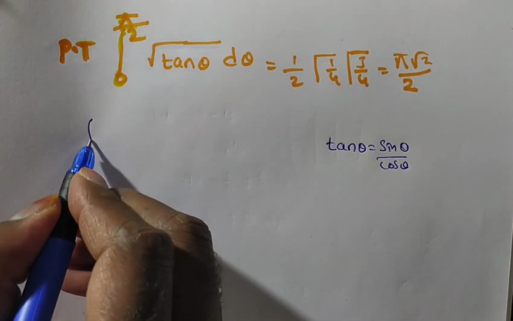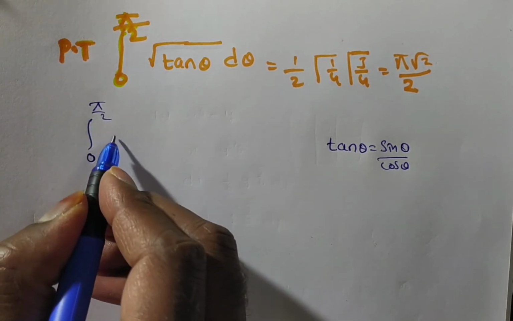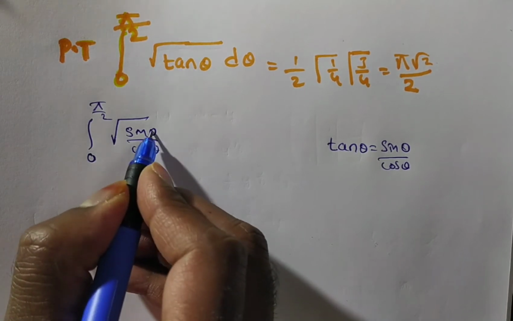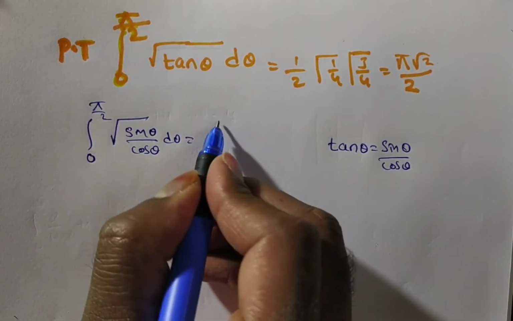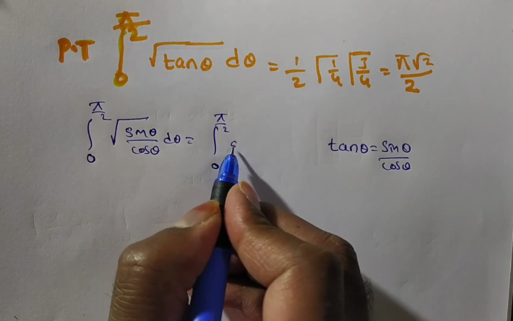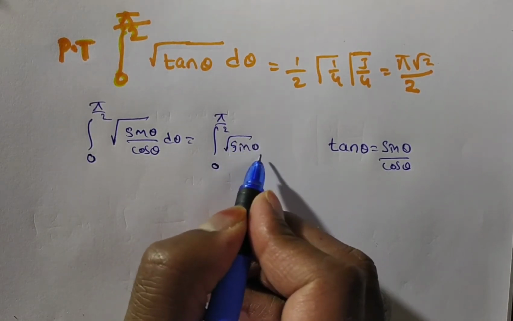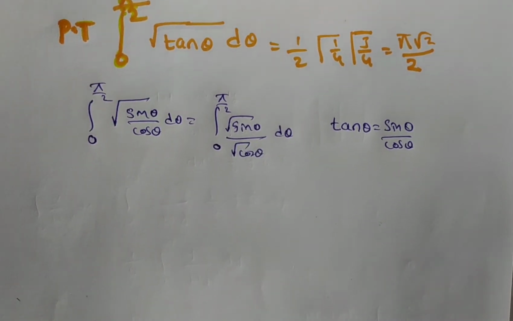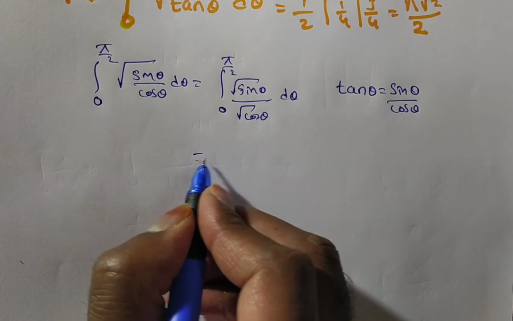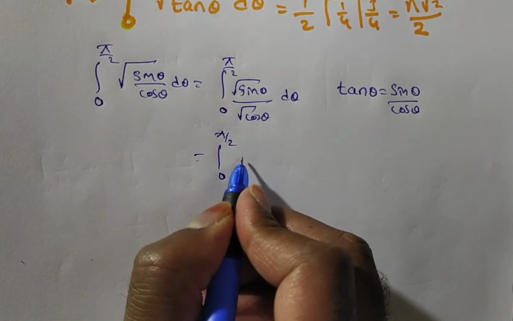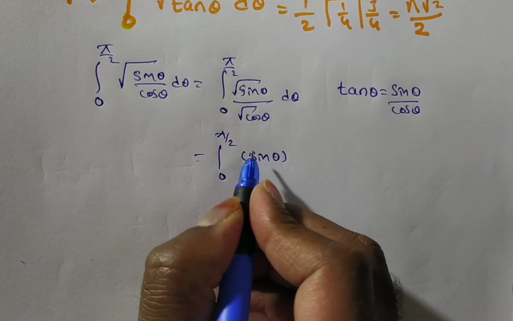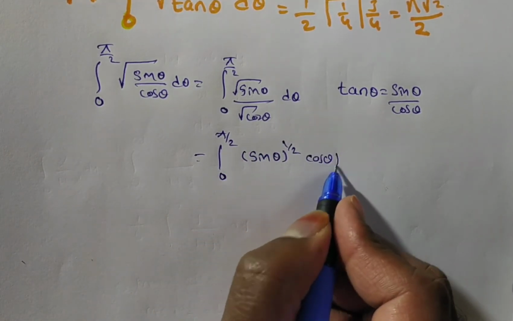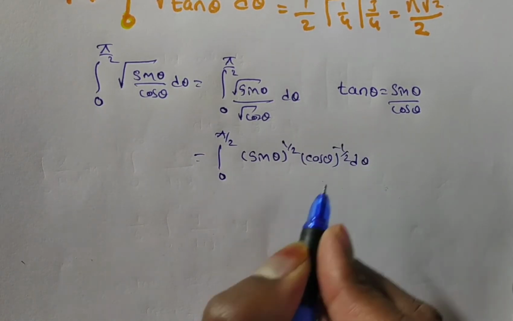So here this will be the integral from 0 to pi by 2 of square root of tan theta, which is sin theta by cos theta, d theta. You can also write this as the integral from 0 to pi by 2 of square root of sin theta divided by square root of cos theta d theta. Now square root is nothing but power 1 by 2. If it is in the numerator, that is power 1 by 2. But if it is in the denominator, what do you have? So in this case I am writing sin theta power 1 by 2. In the denominator, I am writing cos theta power minus 1 by 2 into d theta.